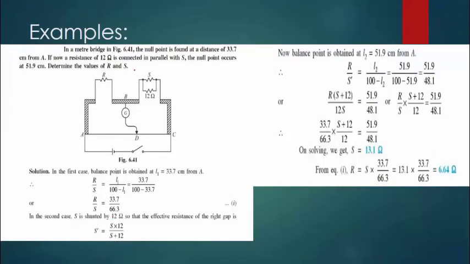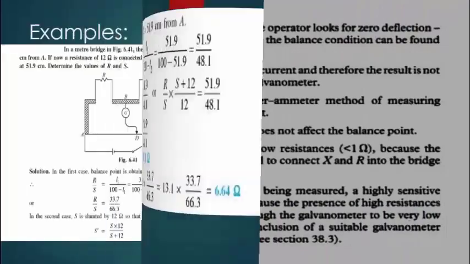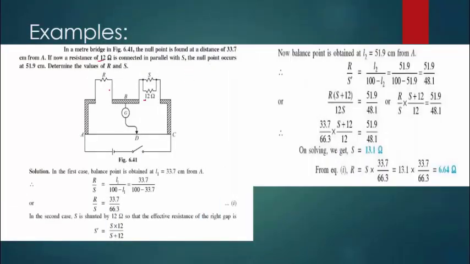These examples are theoretical only, you can imagine now in the practical field that in a meter bridge, figure 6.41, the null point is found at a distance of 33.7 cm from A. The null point means the deflection of the galvanometer is 0 at that point, meaning no current passes through the galvanometer. So if now a resistance of 12 ohms is connected in parallel with S, the null point occurs at 51.9 cm.